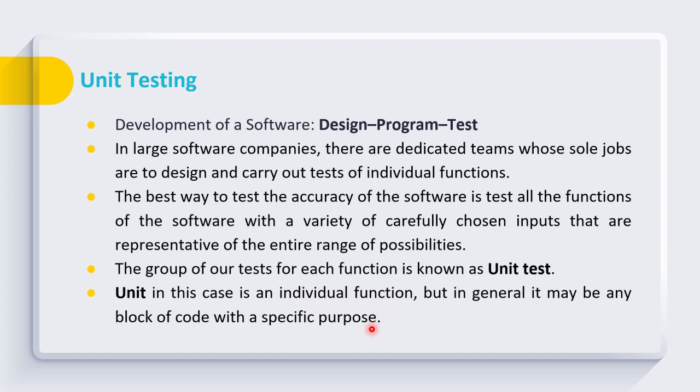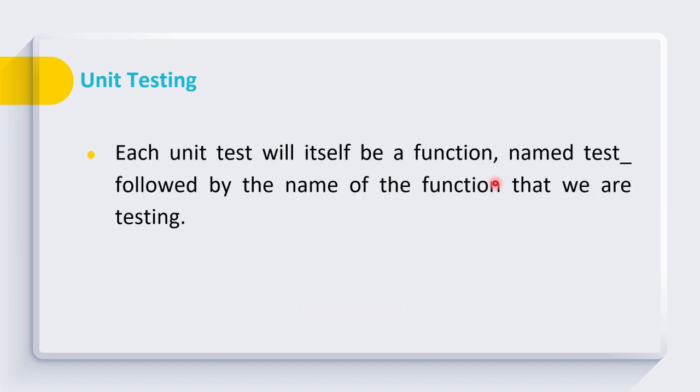In this case, a unit is the individual function, but in general it can be considered as any block of code with a specific purpose. Normally to test each function, we create another function called a unit test function. The name of that function usually starts with test underscore followed by the name of the function that we are testing. In order to explain this point, let us consider an example.